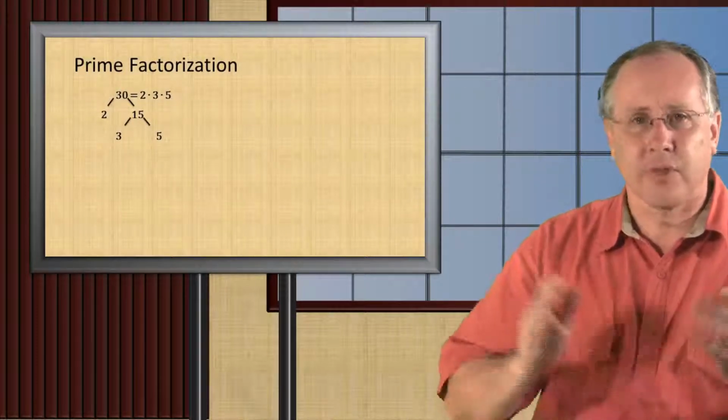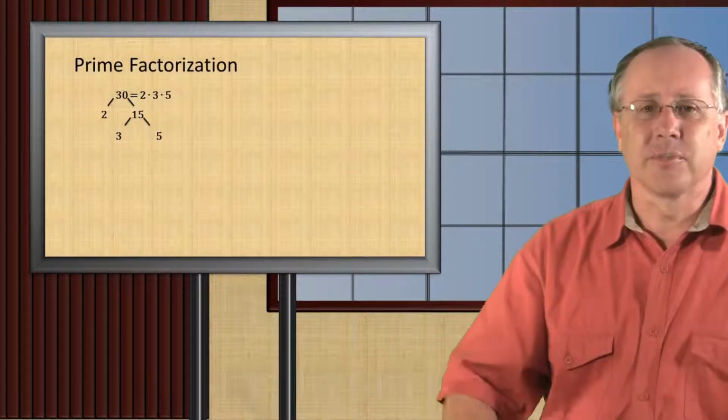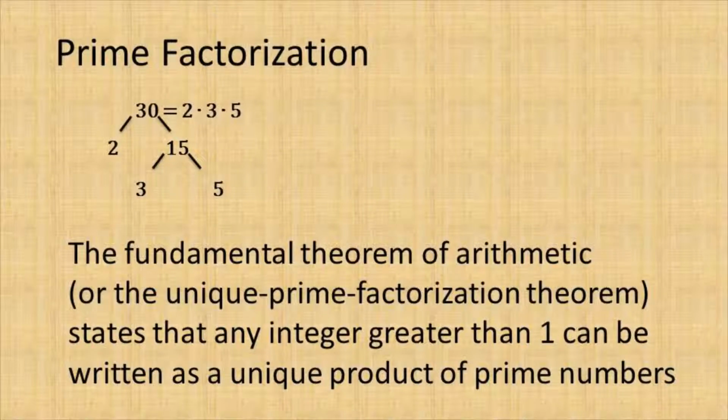Okay, now there is something kind of big theoretically that's going on here. And that is that there is something called the prime factorization theorem. It's also called the fundamental theorem of arithmetic, that says that every number greater than 1 can be written uniquely as a product of prime numbers, which means that the only way you can break up 30 is 2 times 3 times 5. It also means that 2 times 3 times 5 can only multiply up to 30, and if you think about that, 2 times 3 is 6, 6 times 5 is 30.